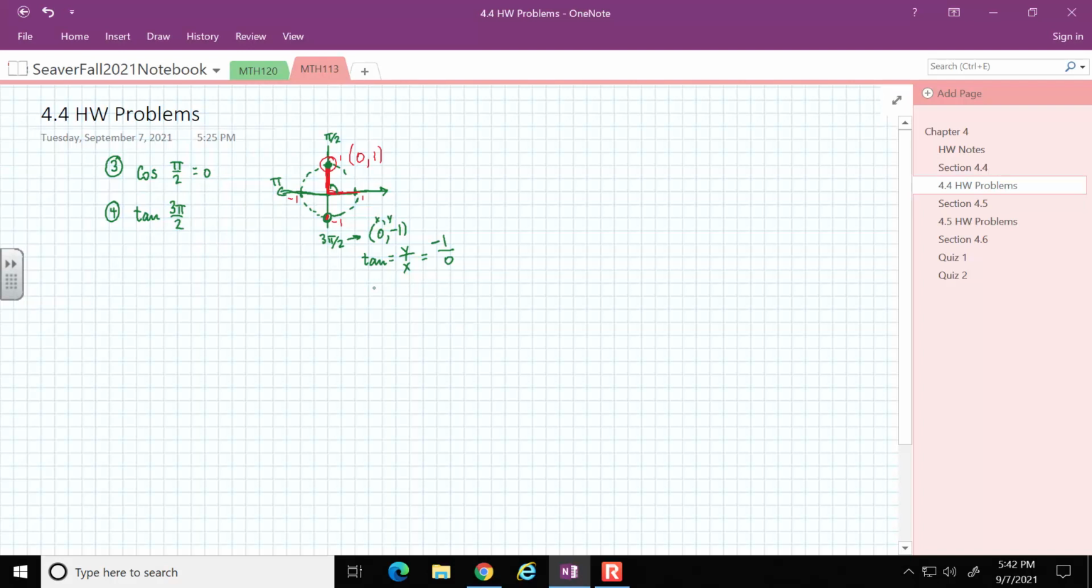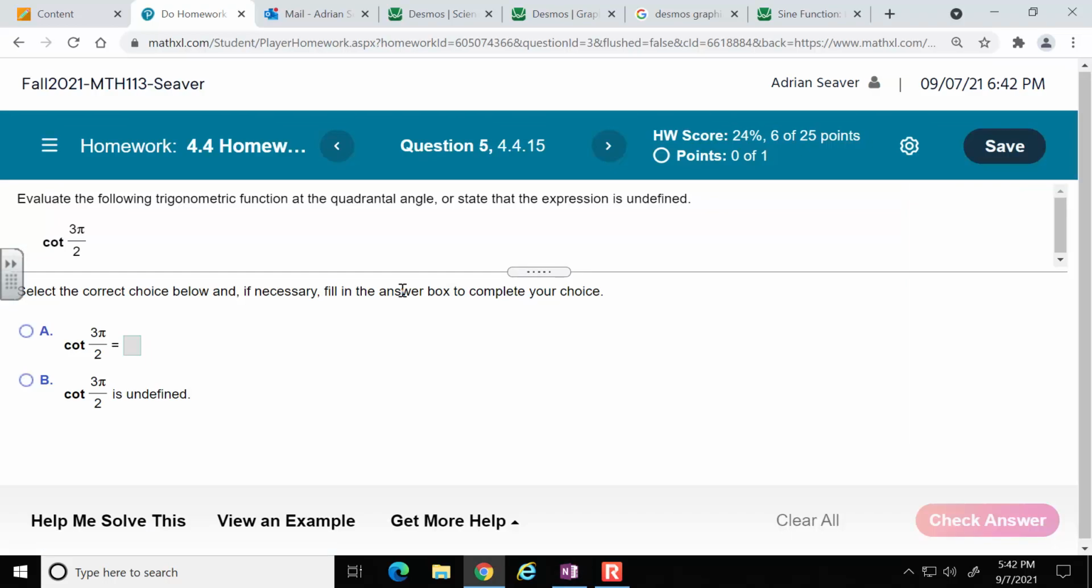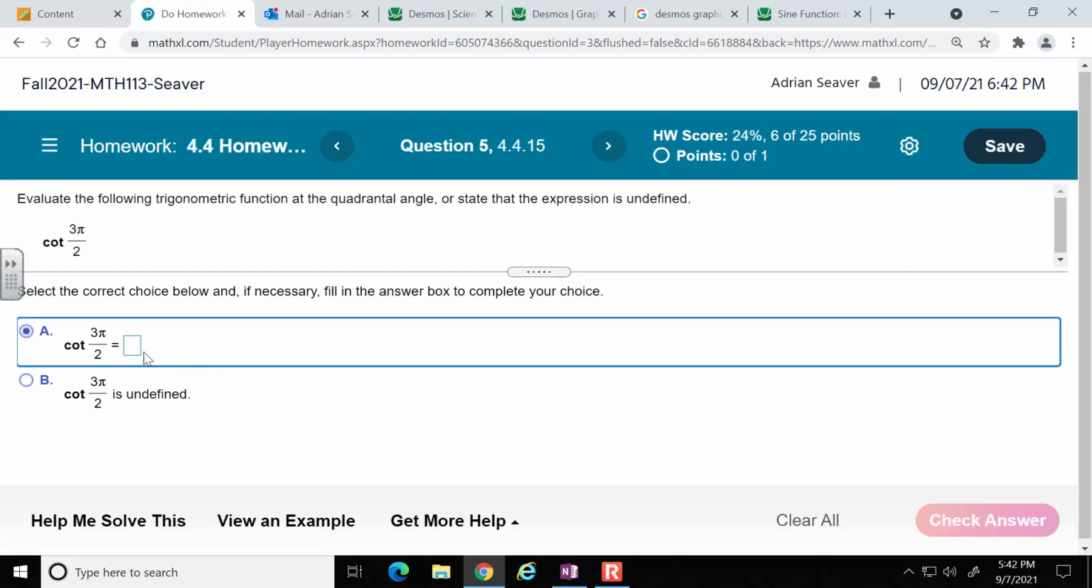Number 5, very similar, cotangent. Cotangent's a little bit different. Cotangent is defined as basically that flipped, so it's x over y. So in this case, we're actually going to have 0 over -1, and that's okay. You can divide by -1. It goes in 0 times. So we can find the cotangent, and it is 0.